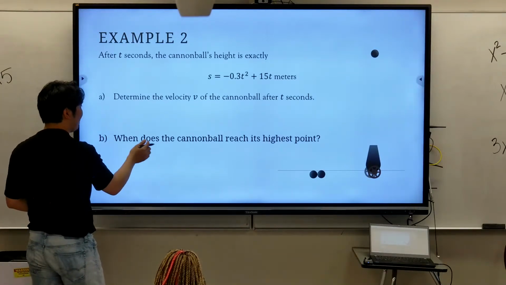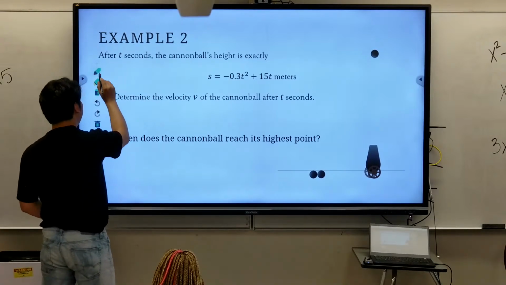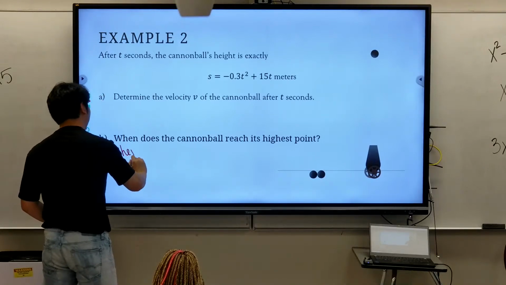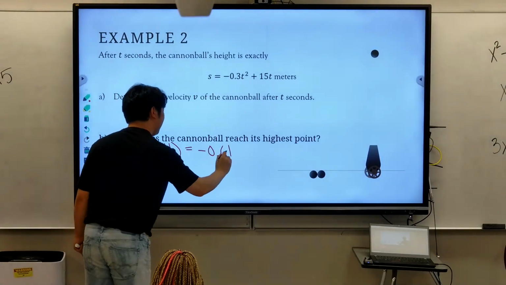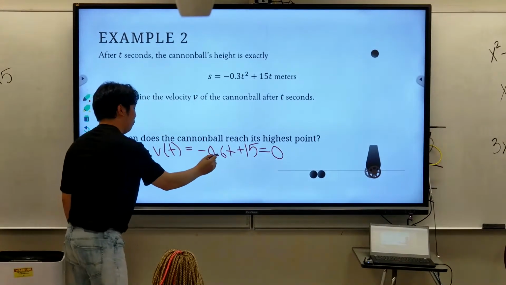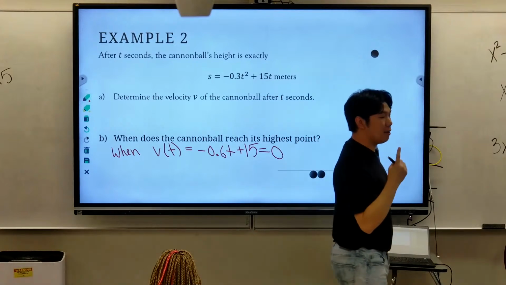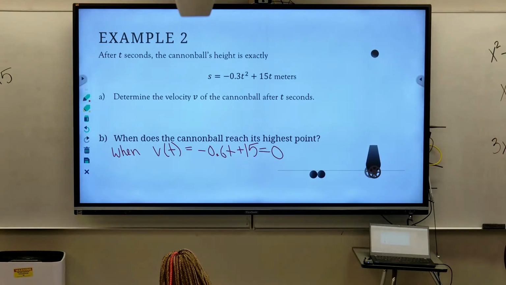So to figure out when my cannonball hits its highest point, I'm going to go ahead and say this is when velocity, which was this negative 0.6 t plus 15, was equal to 0. This is how we figure out part B. It reaches its highest point when velocity is 0. And then now we just got to figure out what is that time. And fortunately for us, our velocity happens to be a linear function or linear equation.